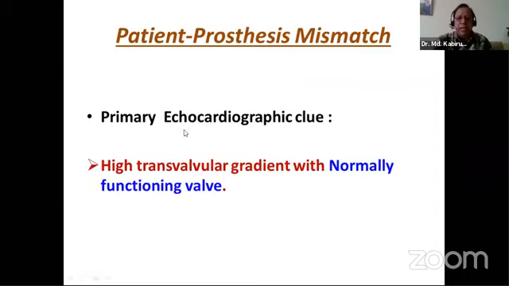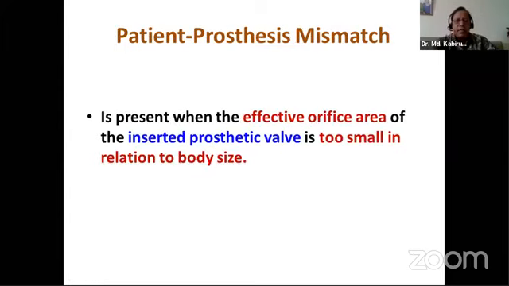So what is the primary echocardiographic clue to think about patient prosthesis mismatch? You will get a high valvular gradient with a normally functioning valve. Your cusps are moving in a fantastic, good way, but you will get the high gradient. Patient prosthesis mismatch is present when the effective orifice area of the inserted prosthetic valve is too small in relation to the body size.